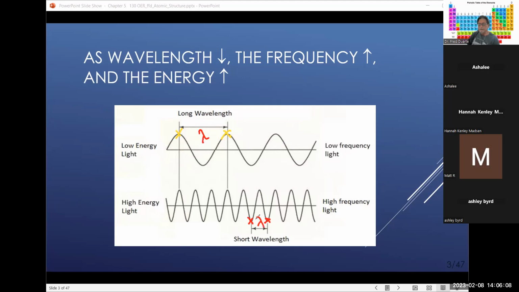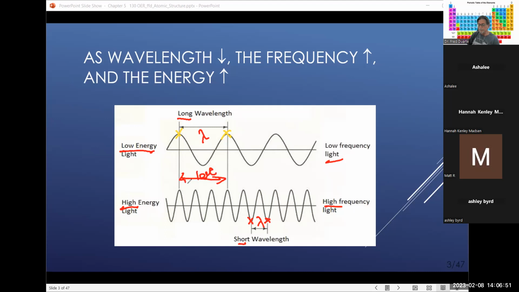You can see here that the distance between the top and the bottom is quite different, right? So we have a long wavelength relative to the bottom, which has a short wavelength. Now, what's associated with long wavelengths is that they have a low energy, and a low frequency. Compared to those, electromagnetic radiation that has short wavelengths is high energy, and high frequency.